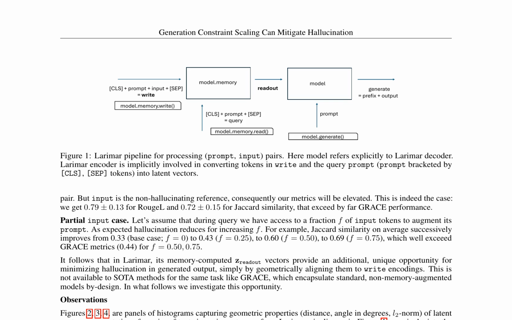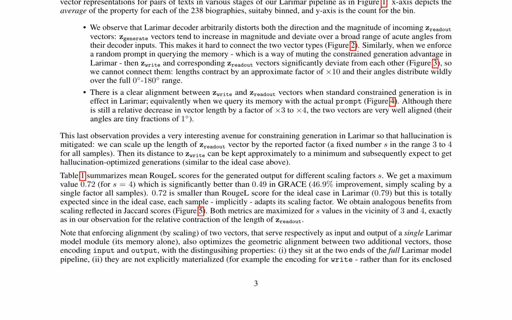The authors investigate the unique opportunity to minimize hallucination by geometrically aligning the memory-computed readout vectors with the right encodings. Observations from histograms of latent vector representations reveal that the Larimar decoder distorts the direction and magnitude of incoming readout vectors, making it challenging to connect the two vector types.